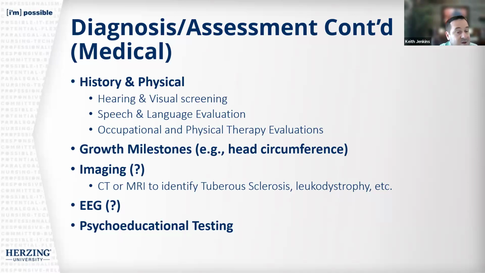Growth milestones, such as head circumference. Remember, they often have larger heads and more rapid head growth when they're younger than a normally developing child does. Imaging, things like CTs, MRIs to rule out or rule in disorders like leukodystrophy, tuberous sclerosis. Tuberous sclerosis is also a genetic disorder. EEGs, and of course, psychoeducational testing. You're probably not going to do that in a clinical setting. That'd probably be done in the home setting or by a specialist, but it's certainly one you would want to work in.